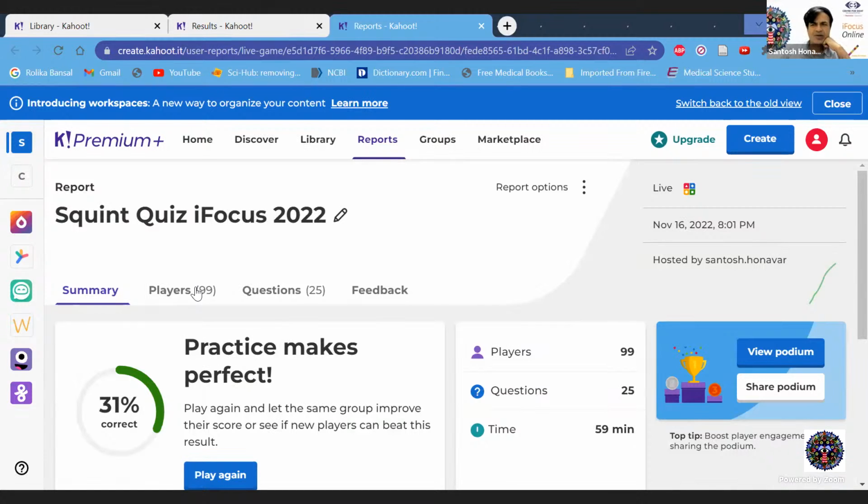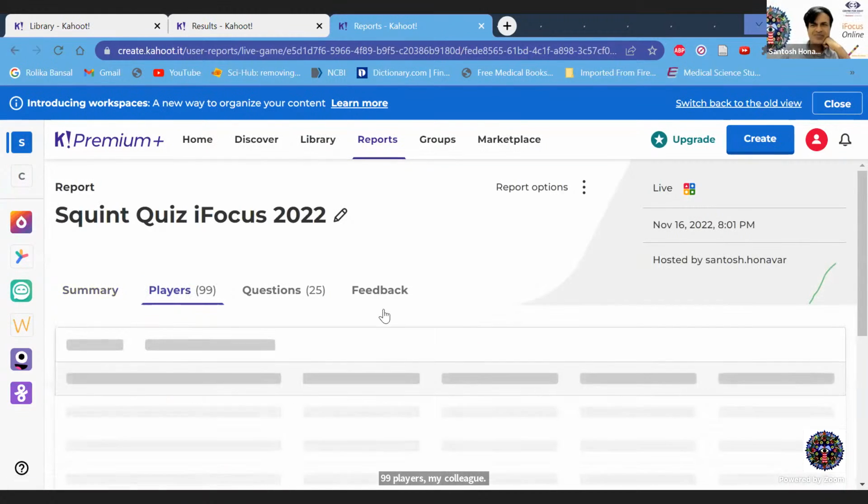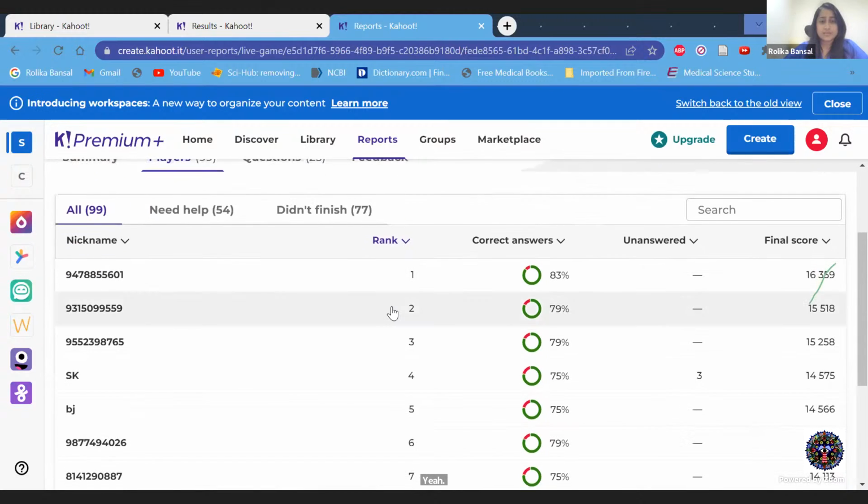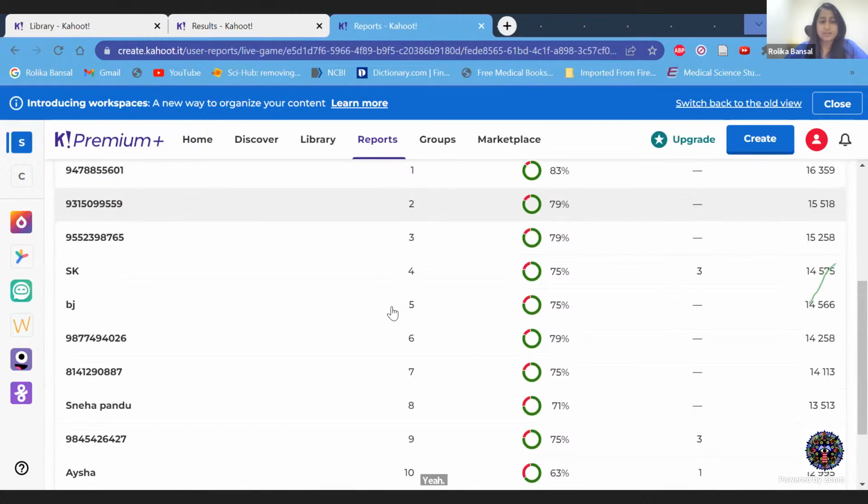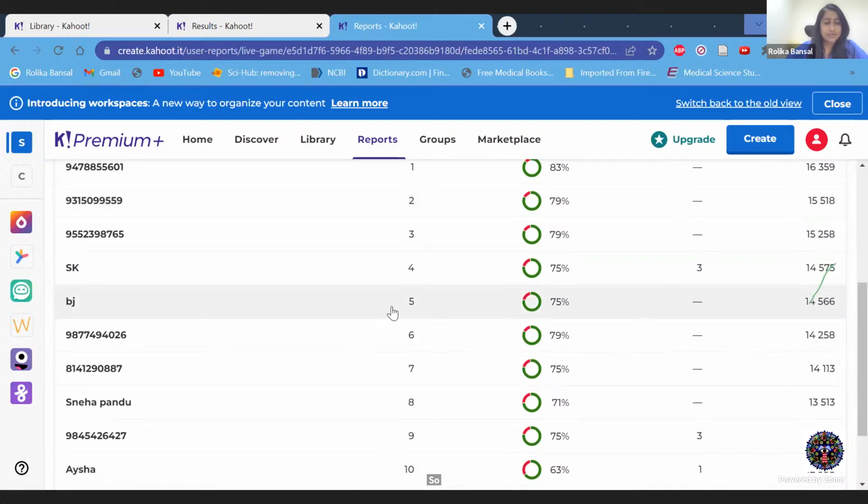99 players. 99 is a good number. I think this is the highest, sir. So now I'm clicking on the top 10. These are our top 10. Are all 10 being displayed, sir? Yes, all 10 are. It ends with Aisha.